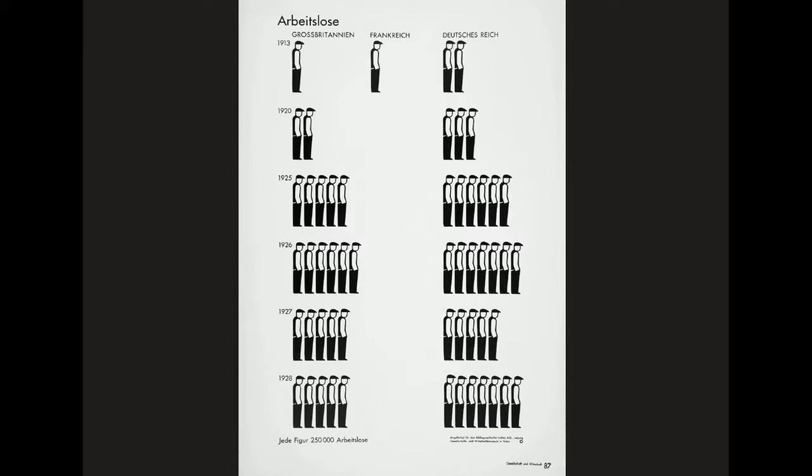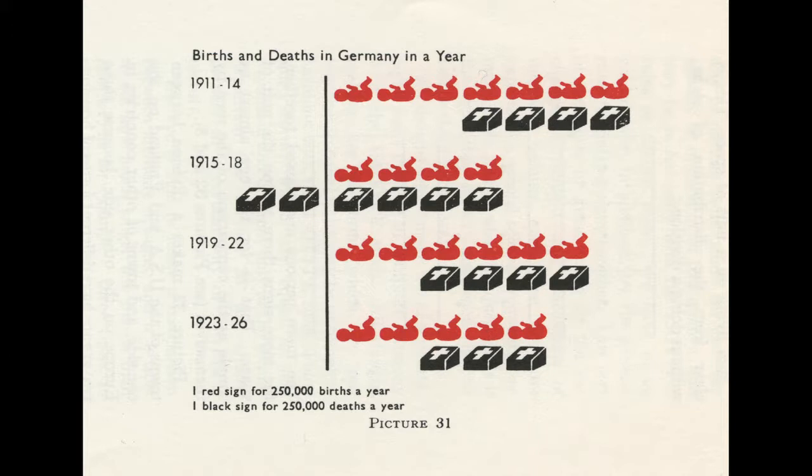For example, unemployment. This shows, just incidentally, the remarkable fact that between 1920 and 1928, there was almost no comparable unemployment in France when it was well over a million in Great Britain and Germany. And another basic theme were births and deaths, usually correlated, sometimes correlated with standard of living. And this shows a standard isotype device of having this central dividing line, which shows a surplus of a certain amount here, showing a surplus of deaths over births during the First World War.